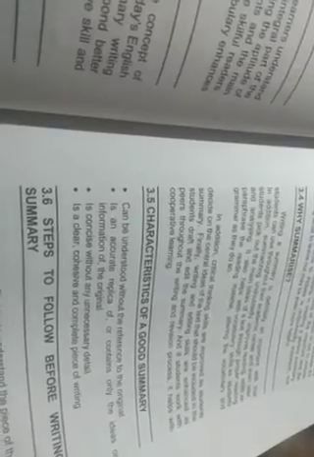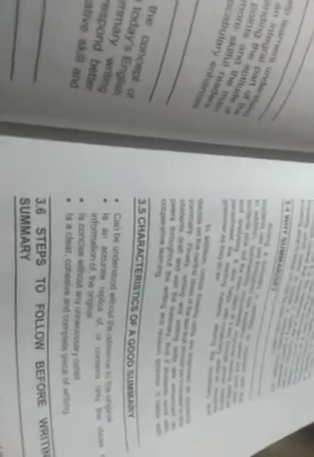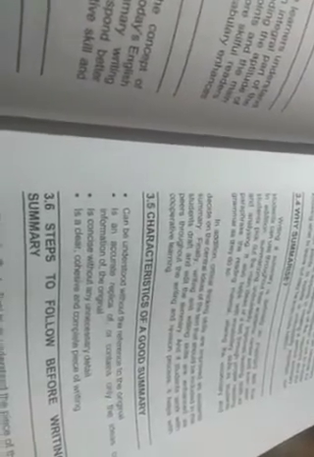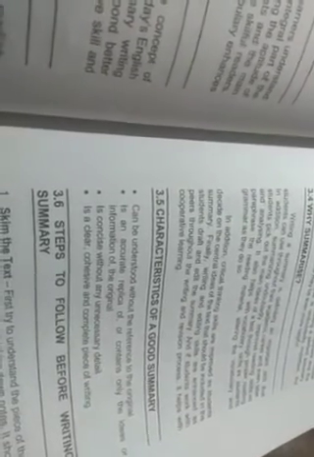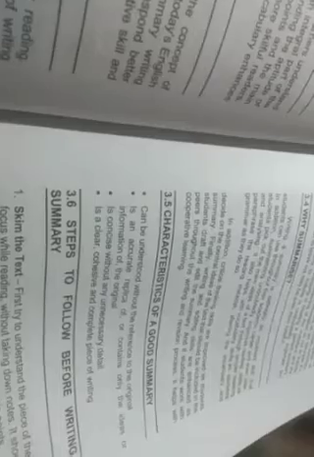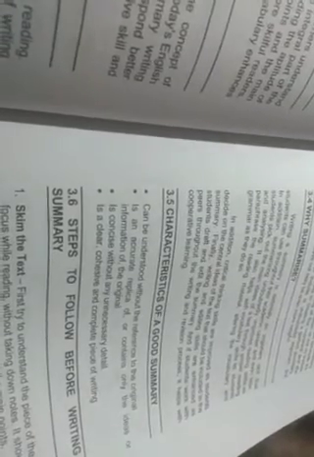3.5 Characteristics of a good summary. It can be understood without reference to the original. It is not an exact replica of the original, and contains only the ideas or information of the original. It is concise without any unnecessary detail, and is a clear, cohesive, and complete piece of writing.